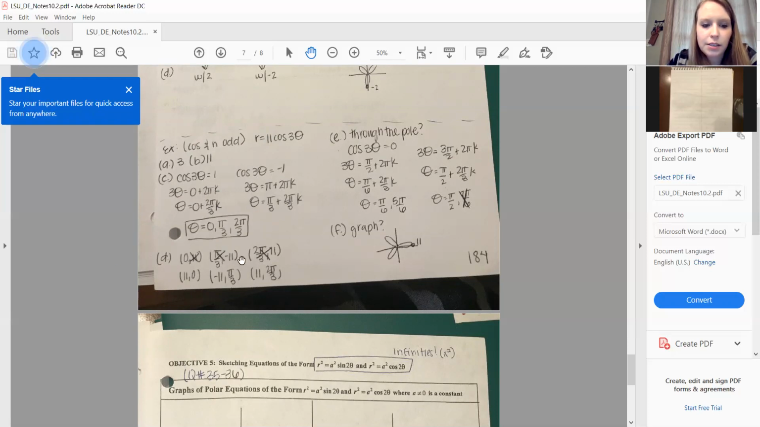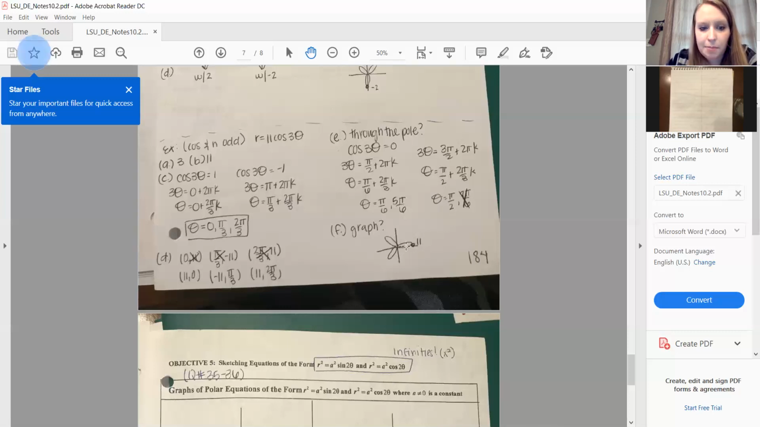Okay, and I wrote these backwards. The 11 is supposed to go first. So 11 and 0, -11 and pi thirds, positive 11 and 2 pi thirds. Where does it go through the pole when r equals 0? That happens at pi halves and 3 pi halves. Divide by 3. Get these 2 equations. So this gives me pi over 6. Pi over 6 plus 4 pi over 6 is 5 pi over 6. And then over here, you only need the first one because it's just 3 of them. So pi over 2.